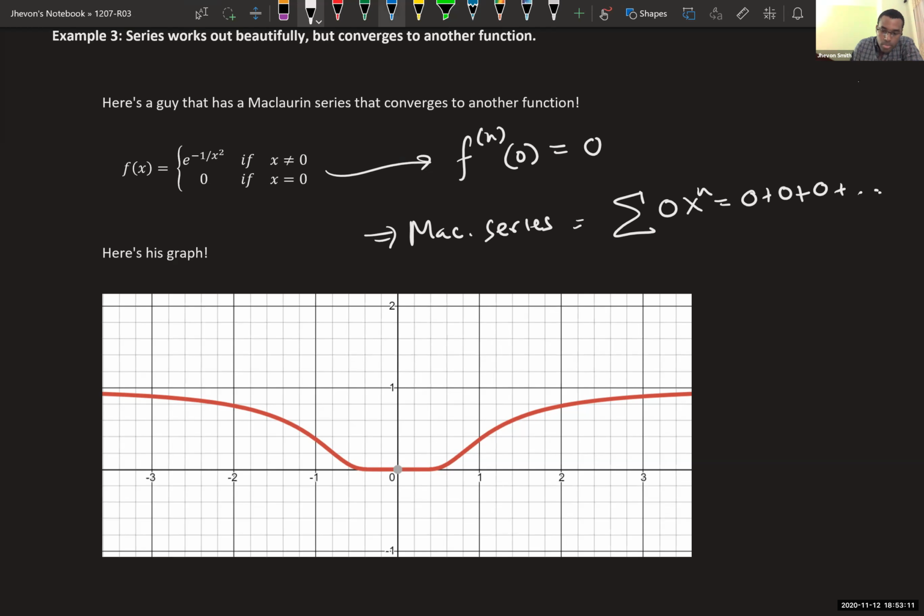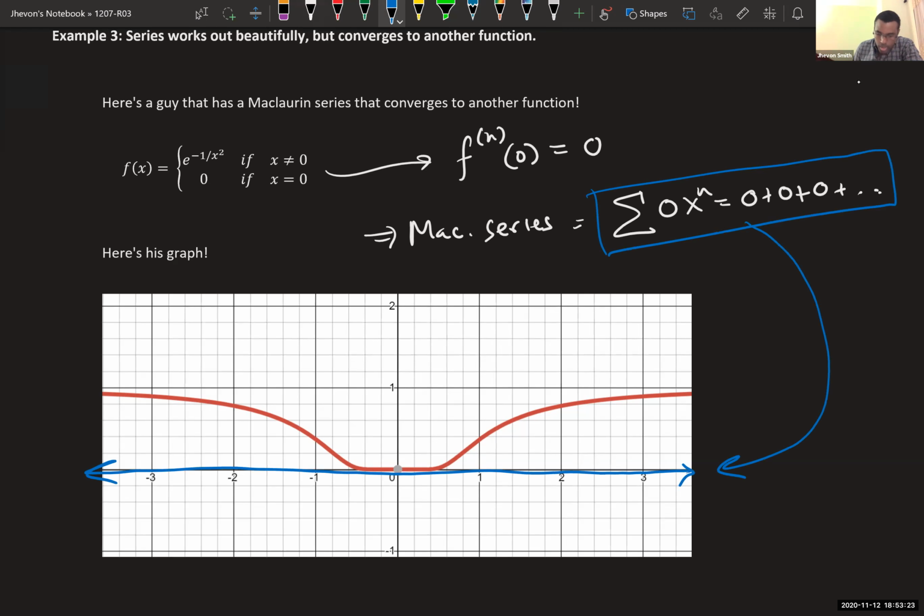So it works on the entire real line, but it is 0 on the entire real line, which means my Maclaurin series is actually the graph here. Which, yes, if I'm in this window, it's a pretty good approximation, but outside of that window, it's useless, right? So the Maclaurin series literally converges to a different function other than the one I started with. I can start with this function, and I can find a Taylor series, and it works on the entire real line, but the series actually converges to the 0 function.